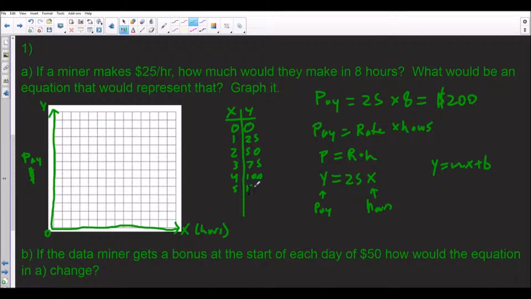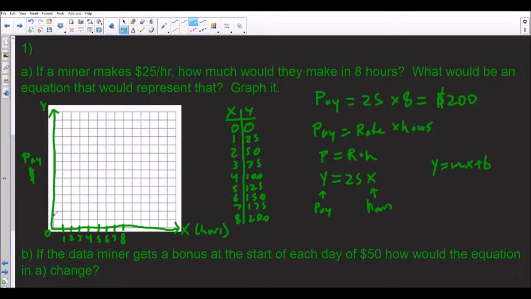5 hours, 125. 6, 150. 7, 175. 8 is 200. So this is what we're going to plot. So we're just going to say, okay, this is our hours. So that's going to be 1 hour. It's going to be 2 hours, 3 hours, 4, 5, 6, 7, 8. So we're going all the way up to 8 hours. We could keep going, but we don't need to because our table is only going to 8 hours.